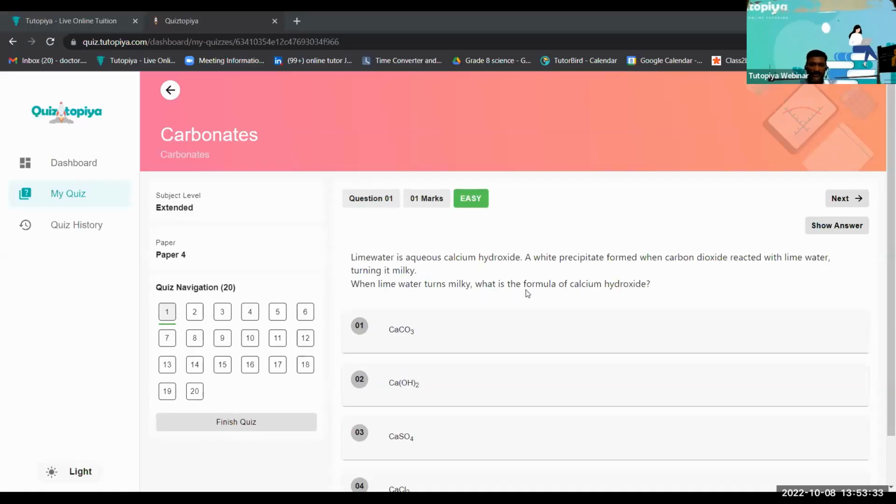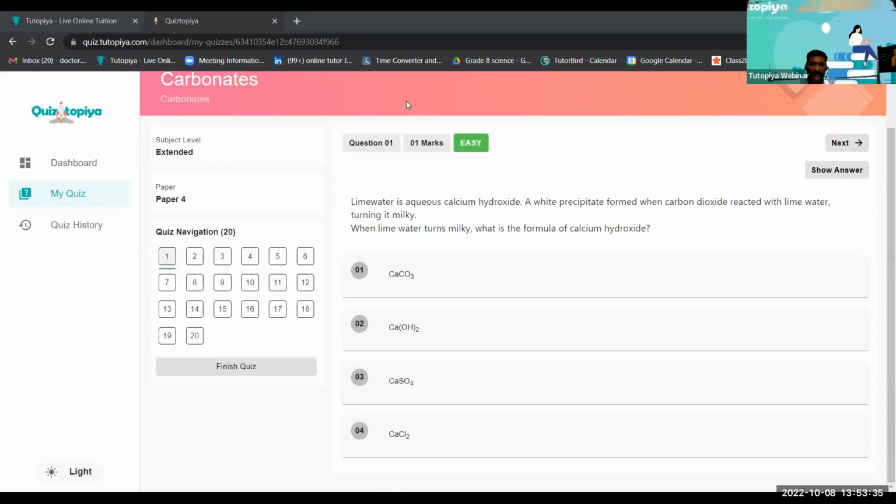The question is, lime water. I told you lime water is calcium hydroxide. A white precipitate is formed when carbon dioxide reacts with lime water, turning it milky white. When lime water turns milky white, what is the formula of calcium hydroxide? I explained this in the test for carbon dioxide. Can anyone try?